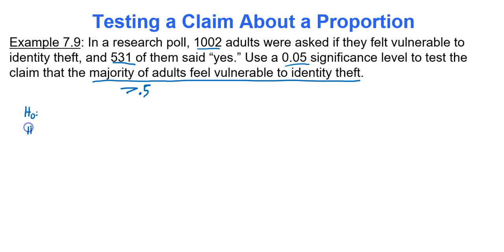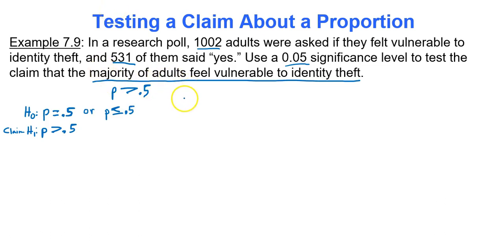So think about what your hypotheses would look like. H0 and H1. So p is greater than 0.5, the proportion of adults that feel vulnerable to identity theft. Would that be the null or alternative? Well, it doesn't contain equal to, so it goes in the alternative. So for the null, we can just flat out put equal to 0.5. That's always the default, equal to 0.5. You could have also done less than or equal to 0.5. These are both suitable answers for the null hypothesis.